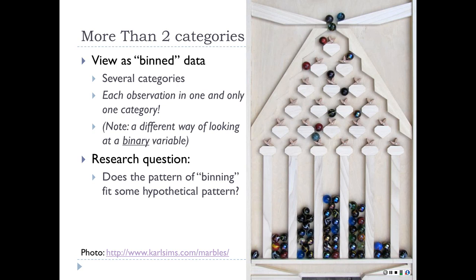So this is a different way, as I mentioned before with proportion tests, of looking at binary data. You could have a bunch of variables. This variable is: is the observation in here, yes or no, binary. And then another variable: is the observation here, yes or no, binary, one or zero, etc. Each category could represent a variable of: is the observation there, yes or no.